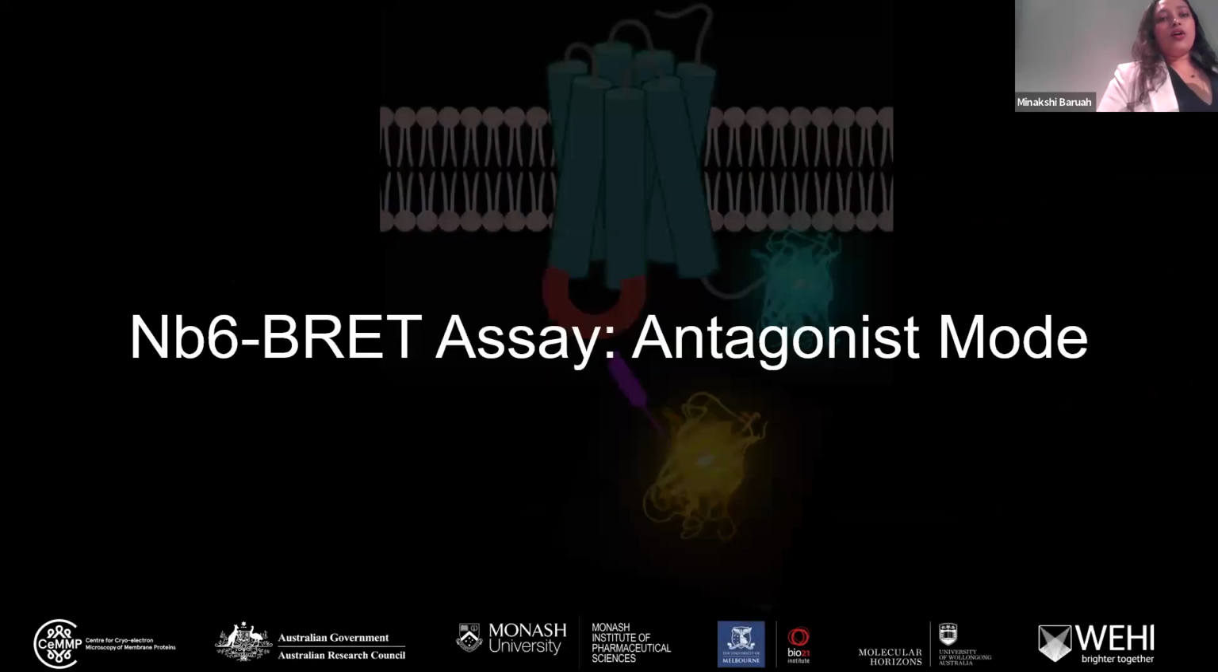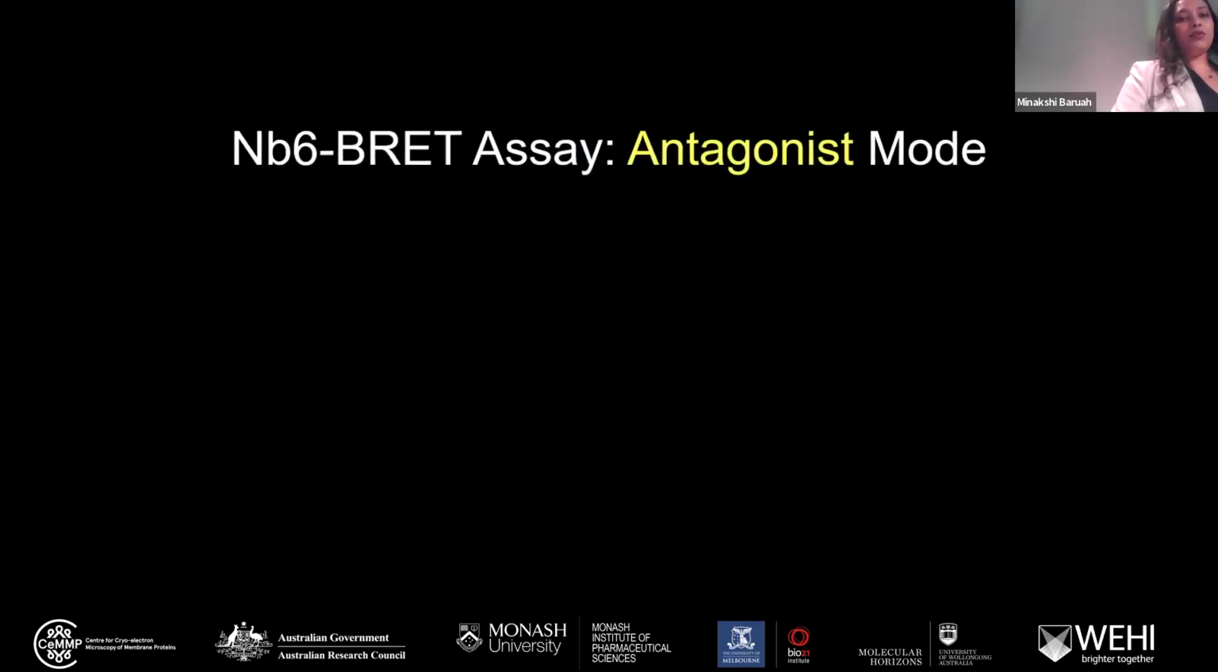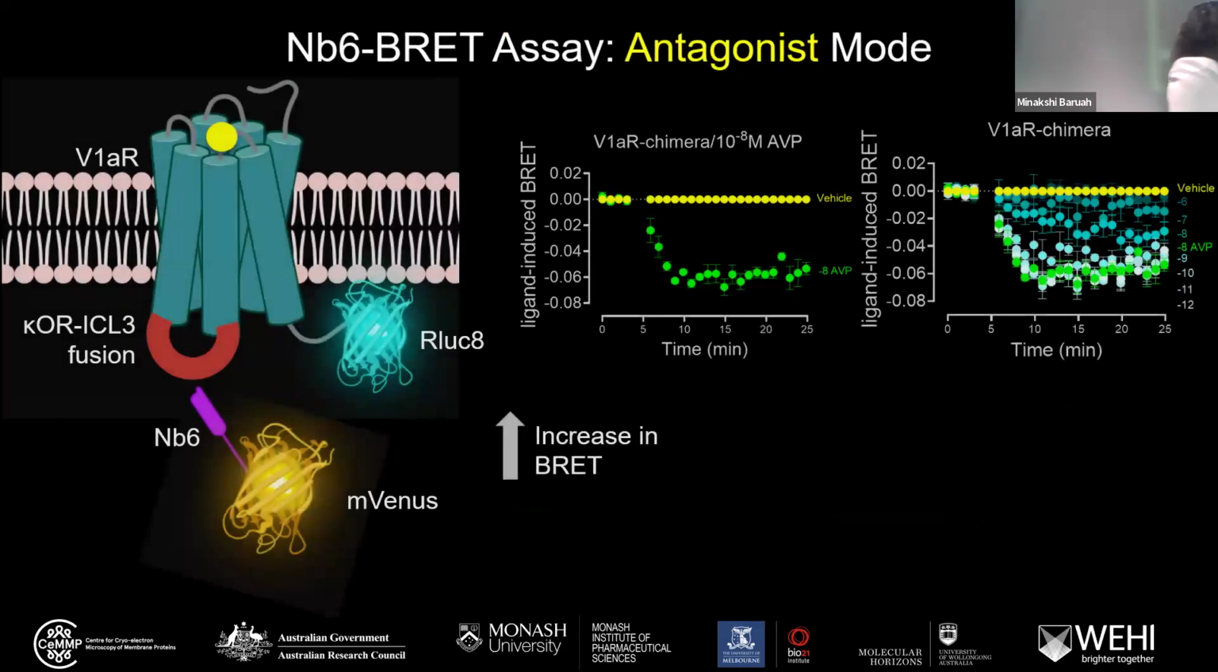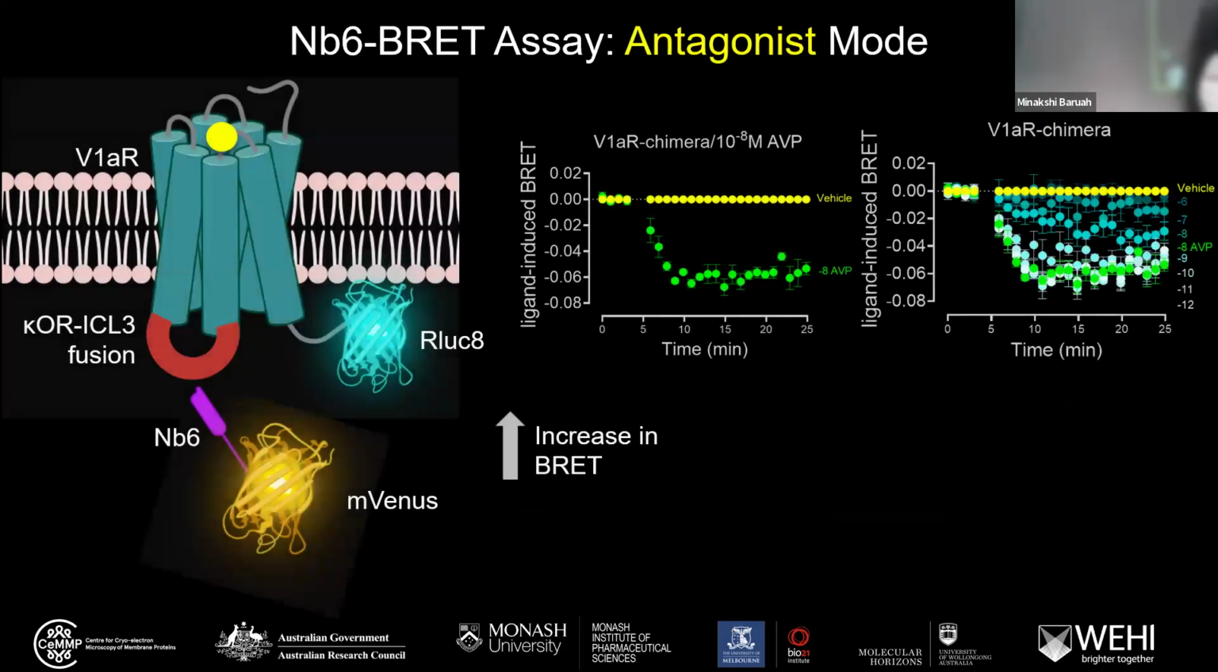Then we wanted to observe what will happen if we had antagonists in our assays. Can antagonists still bind to these designed chimeras? For that, we use the same method, with the only difference of incubating the cells expressing the receptor with antagonists prior to BRET measurements. It was hypothesized that when these receptors are exposed to the antagonist, they will be in an inactive conformation, and that should increase the BRET.